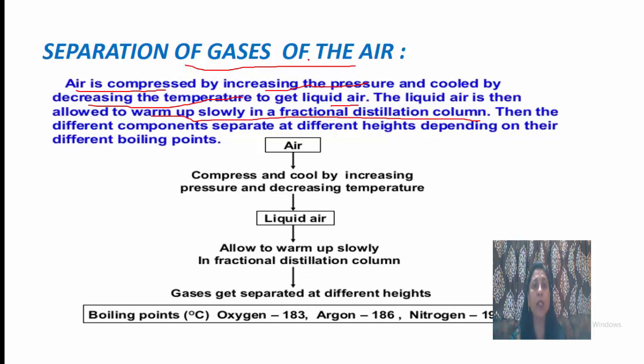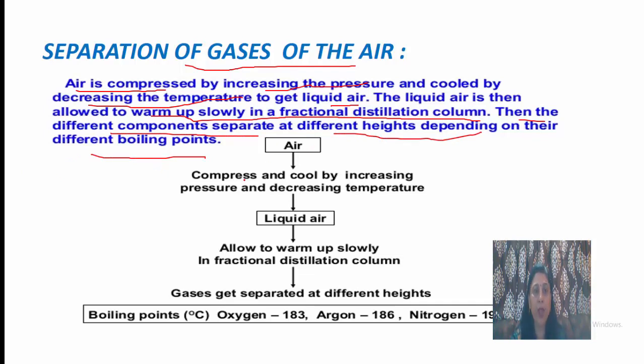So we do not separate air as a gas. First of all, we compress it by increasing the pressure and decreasing the temperature, and then it gets liquefied. Then we put this liquid air in the fractional distillation column. Then the different components separate at different heights depending on their different boiling points.